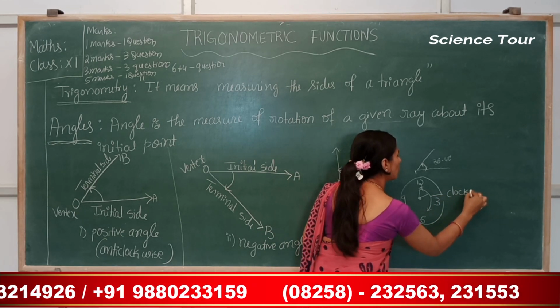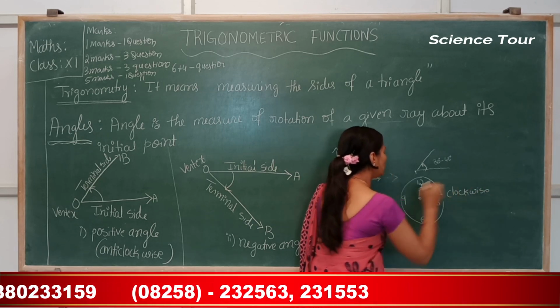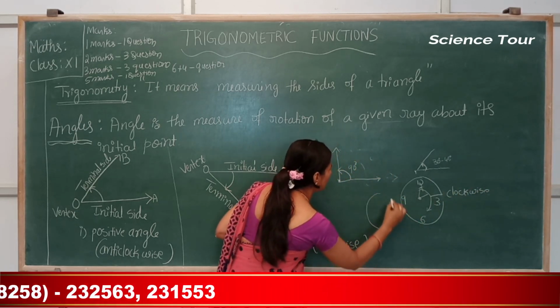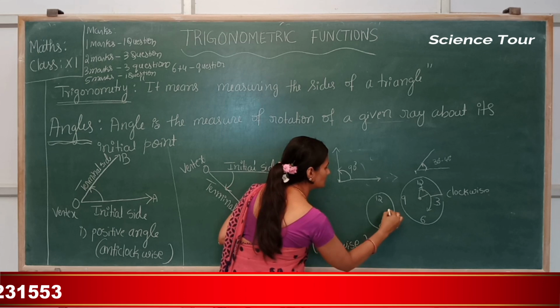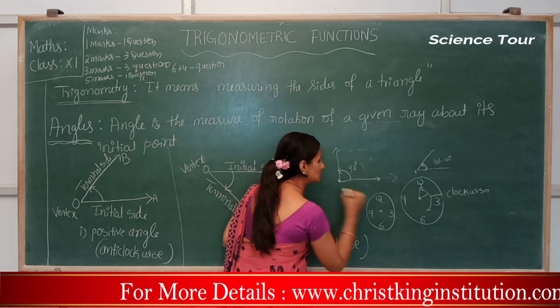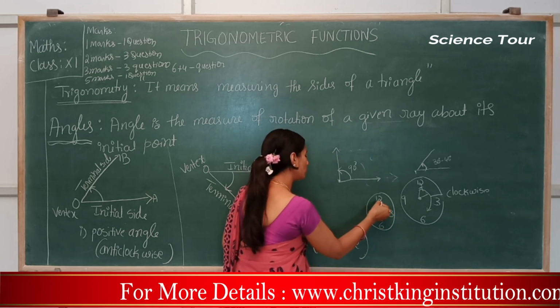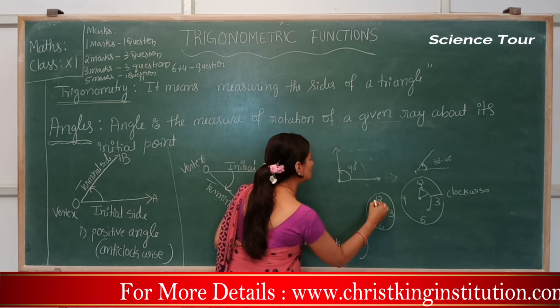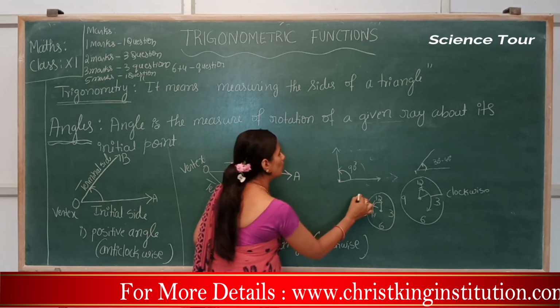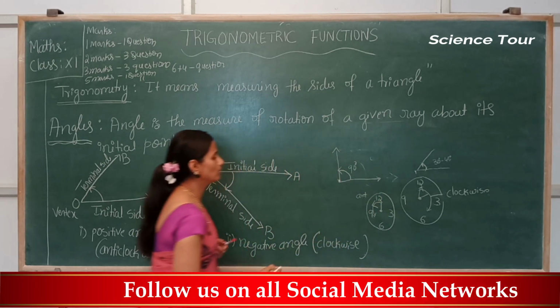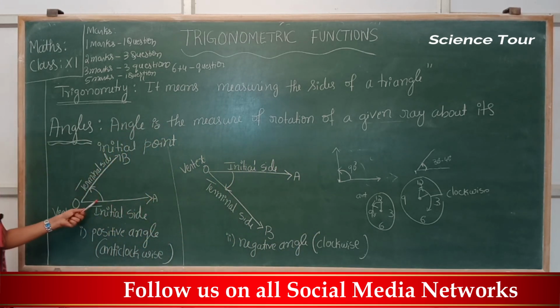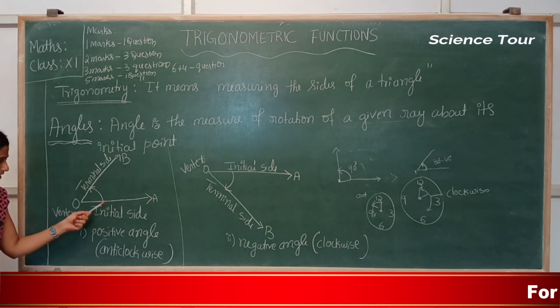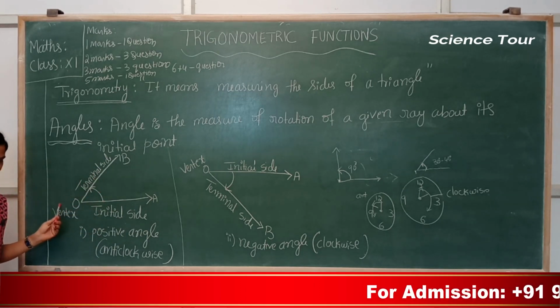Anti-clockwise direction is what? This is 12, 6, 3, 9. So this is a fixed point. Anti-clockwise direction is this one. This is called anti-clockwise direction. Now tell me, is this direction anti-clockwise or clockwise? It is in anti-clockwise direction.